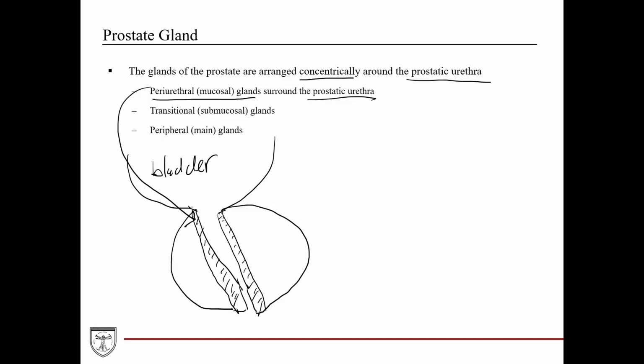Then you have the transitional zone. Now the transitional zone is, again, a transition from the periurethral to the peripheral eventually, which we'll talk about. And it's this region like this, just outside that. And then lastly, you'll have the peripheral region out here like this, which again, depends what source you look at as far as how well these are demarcated. But again, this is the peripheral. This is the transition.